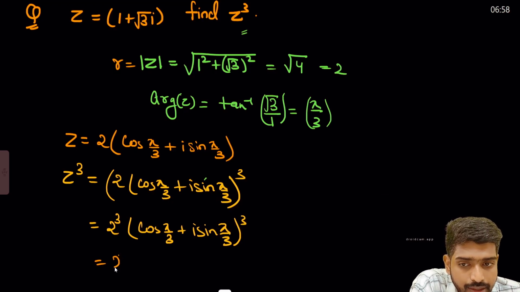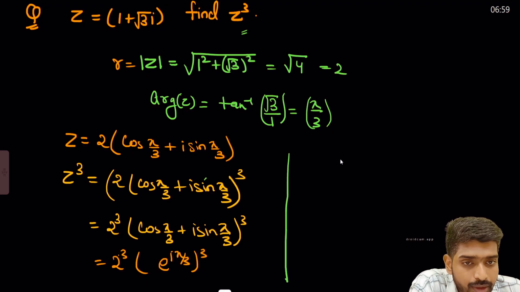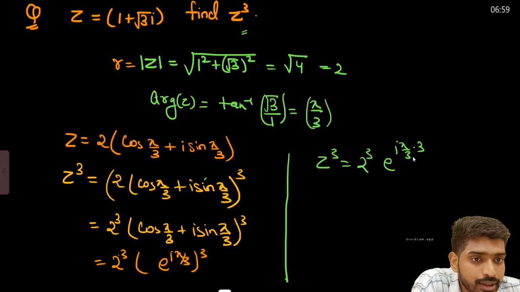So this one I can write as 2 cube, and this cos pi by 3 plus iota sin pi by 3 I can write as e to the power iota pi by 3, whole cube, right? Now z cube is 2 cube e to the power iota pi by 3 multiplied by 3, right? So 3 got cancelled. Simply we got z cube equals 2 cube e to the power iota pi.